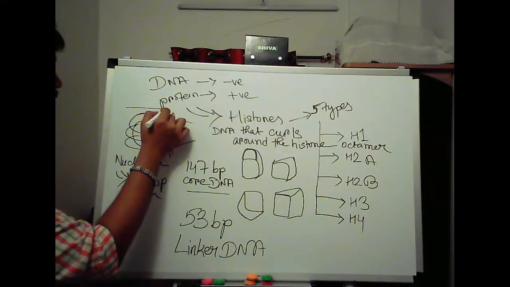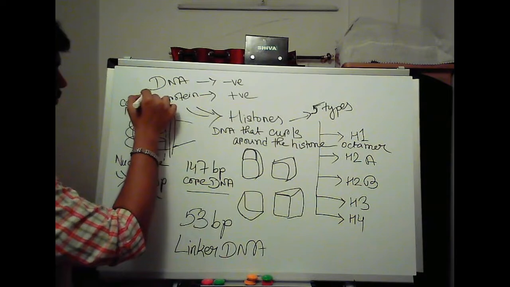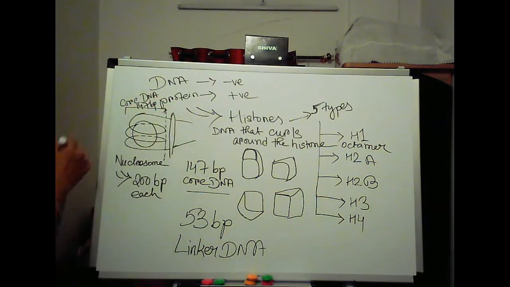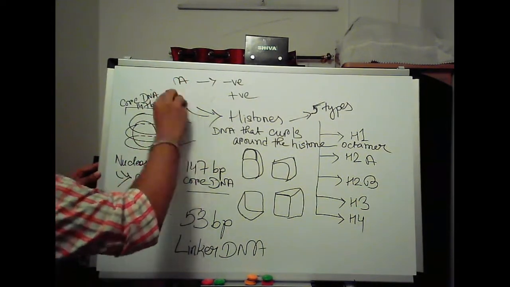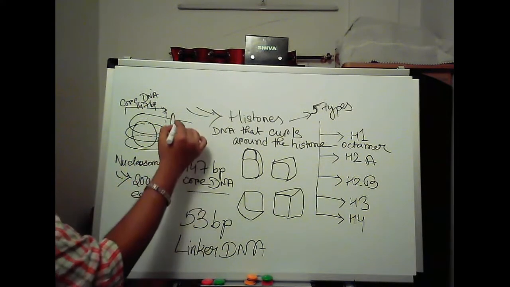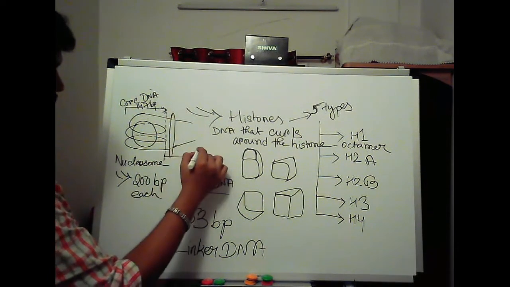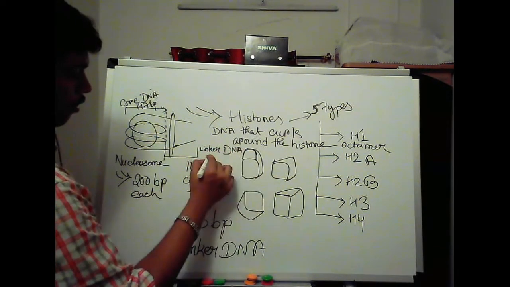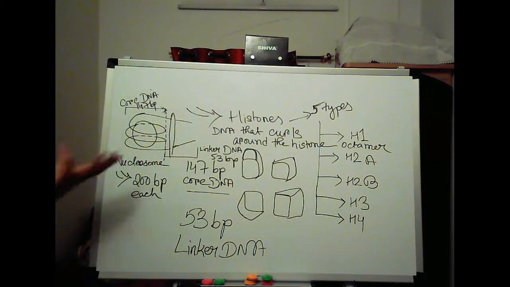this is my core DNA. Core DNA consists of 147 base pairs, right? Clear? And this part is my linker DNA, consisting of 53 base pairs. Okay, so this is the whole thing.